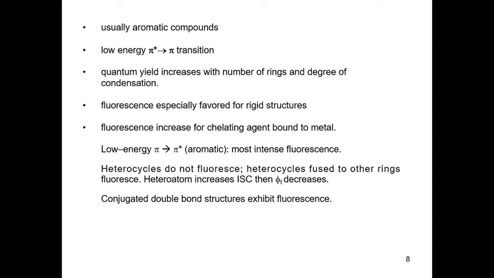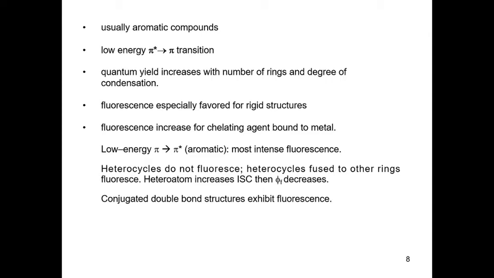Now it is observed that fluorescence is generally favored for very rigid structures. That means the structures where a lot of rings are involved. Fluorescence increases if there is a chelating bound agent. That means if there is a metal through which these rings get chelated, then the fluorescence always increases. Now when there is a very low energy of pi to pi star transition, which we can observe in an aromatic system, there will always be an intense fluorescence.